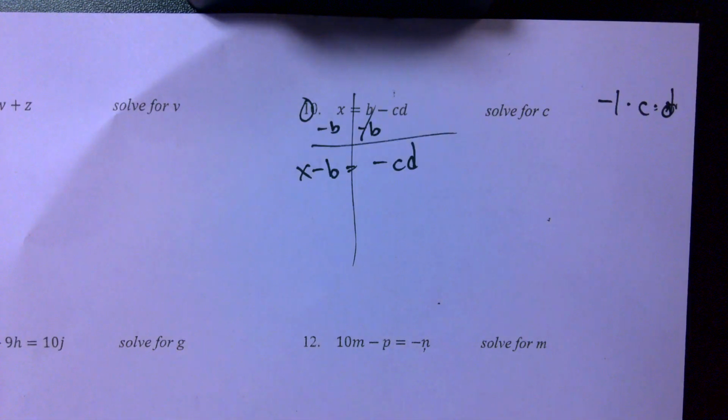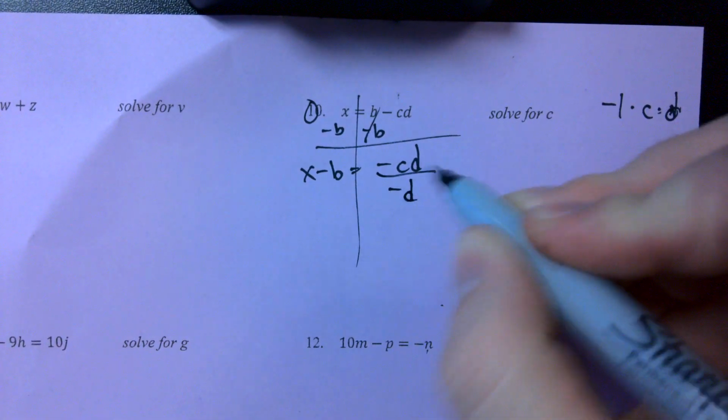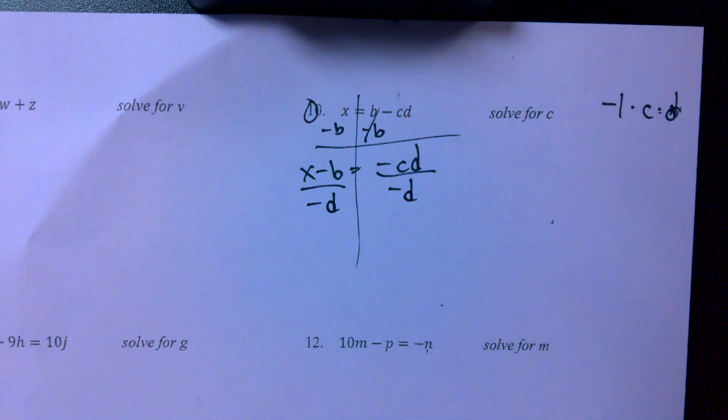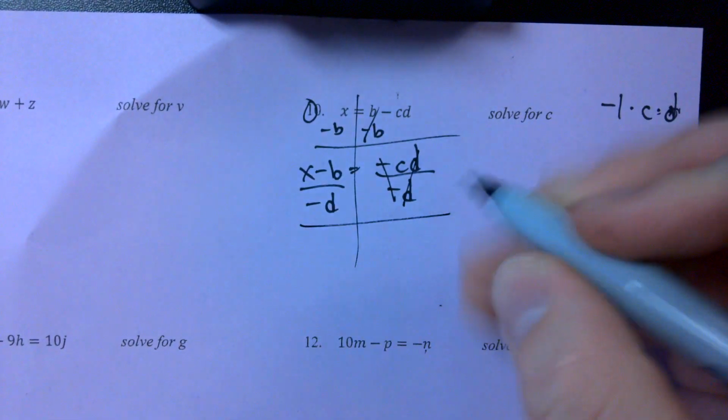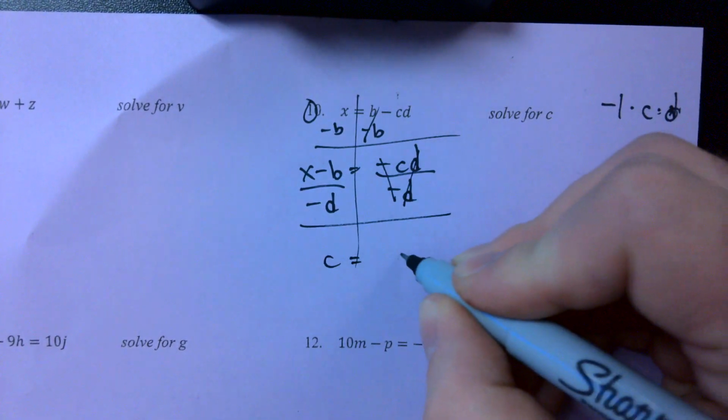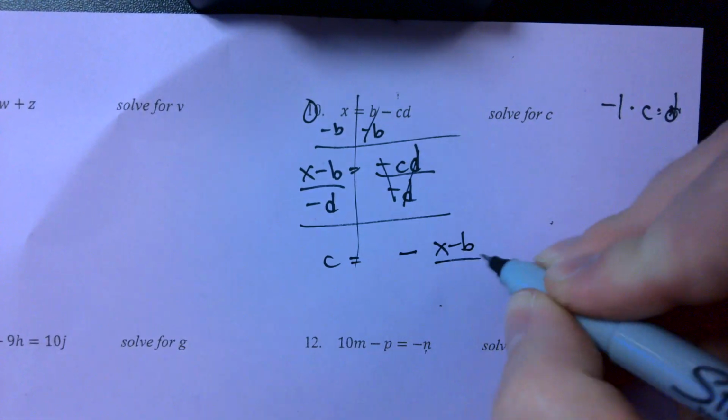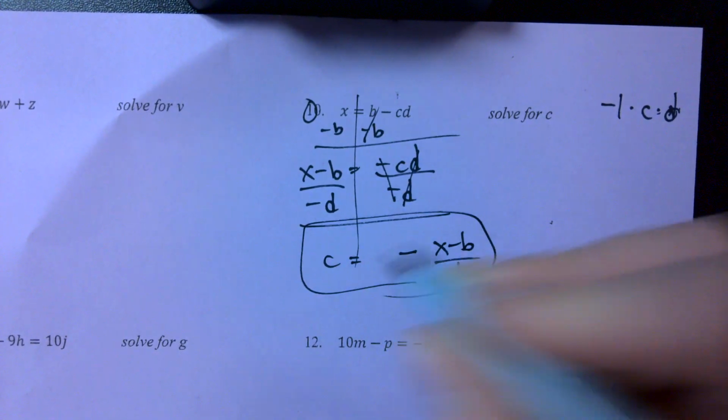So I could divide both sides by d and then divide both sides by -1, but if I'm dividing twice in a row, I might as well just do them at the same time, right? I'm going to divide both sides by negative d. That gets rid of my negatives, and it gets rid of that d. And I'm left with c equals negative x minus b over d.